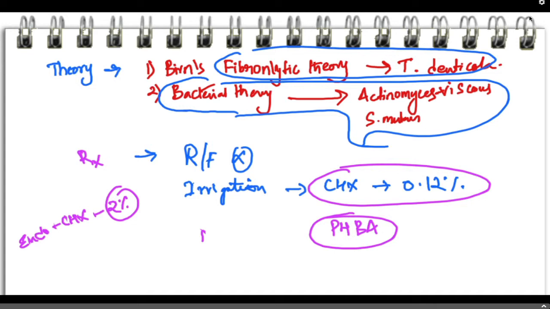And advise the patient to use chlorhexidine mouthwash and all these things. Means the patient should not disturb the process of clotting. So that is the basic prevention protocol that you have to make a note of. Okay, so I hope you're very clear. I'm just going to repeat the things again.